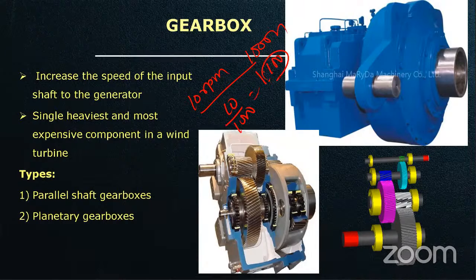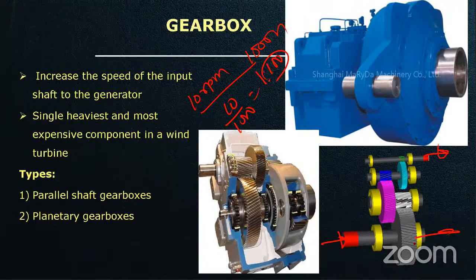So 1 is to 100. Depending on the design, I can use either a parallel shaft gearbox or a planetary type of gearbox. The mechanical engineers know that. Parallel shaft gearbox means these are the parallel shafts. The input gear and output gears are parallel to each other. That's why it's called the parallel shaft gearbox.